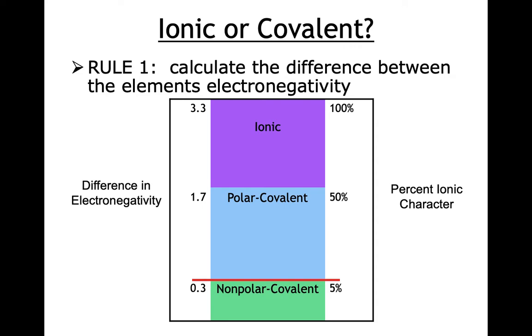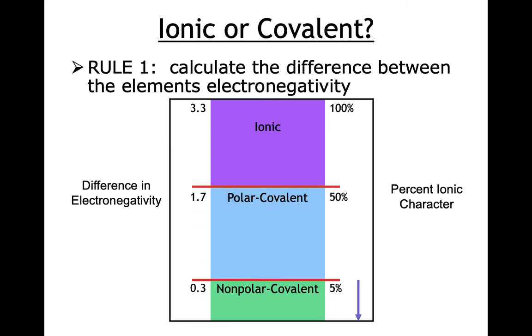If you are at this point or below, which is 0.3 and below, it is going to be a non-polar bond. Hydrogen, in the example on the other page, each hydrogen atom has a 2.2. 2.2 minus 2.2, that equals 0. That puts us in the nonpolar covalent category.